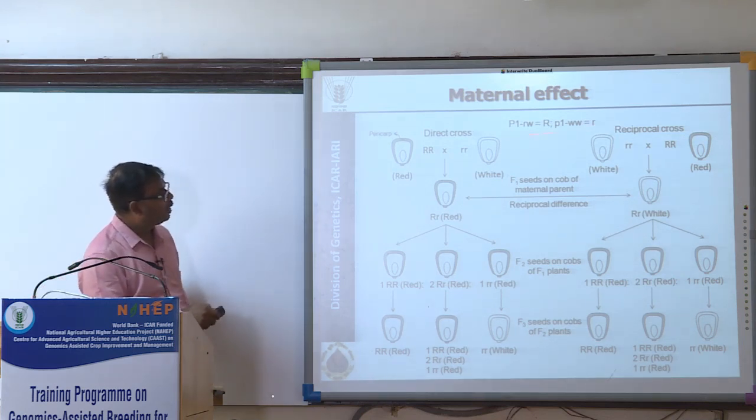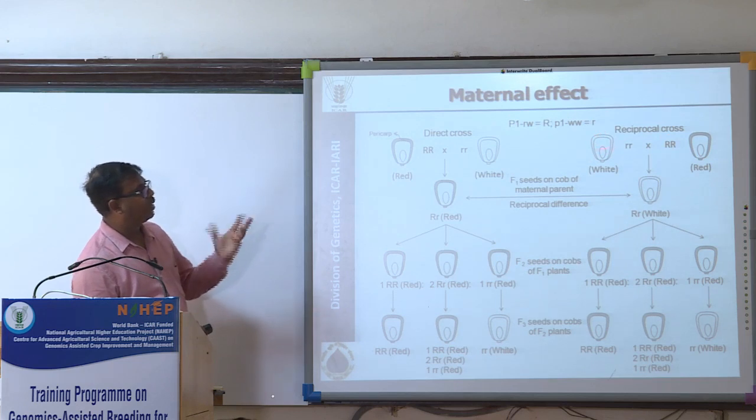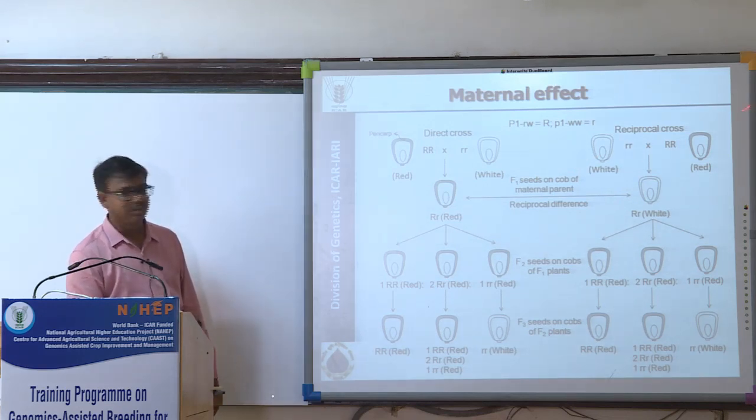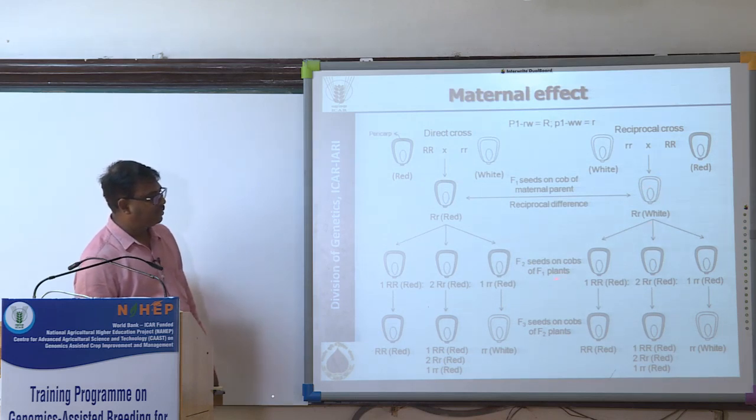once you do the reciprocal cross, that is you are just swapping the parents, here the F1 is white because this is the female. So, this part is called what? Reciprocal difference. And once you self it, this is F2 again, there is no segregation in F2, and once you go to F3, then again you will get segregation.